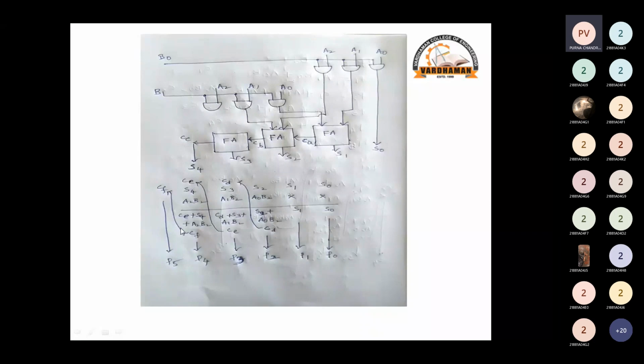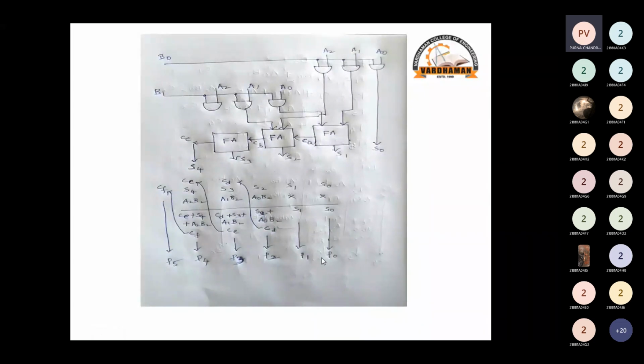CE goes here. What is the sum operation here? CE plus S4 plus A2 B2. The sum is P4, carry is CF. This CF goes here. We don't have any further bits here, so this CF directly goes to P5. This is how we can get P0, P1, P2, P3, P4, and P5. This is the product term, the final output of the 3-bit multiplier.